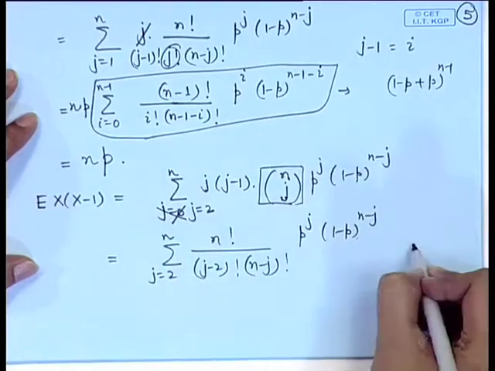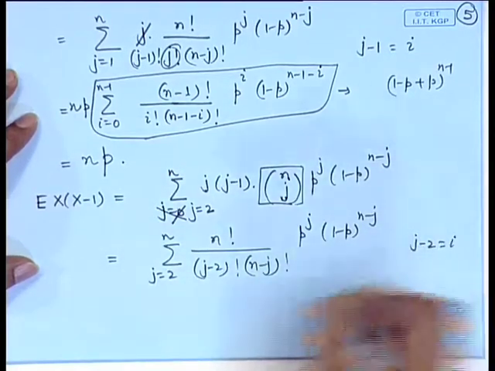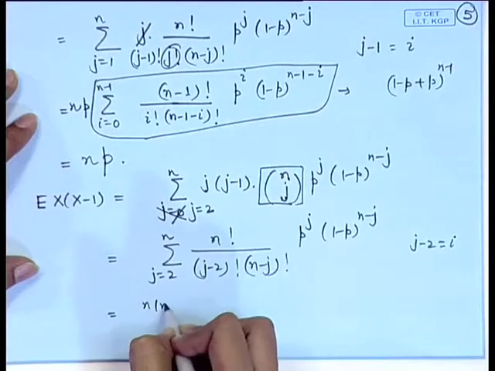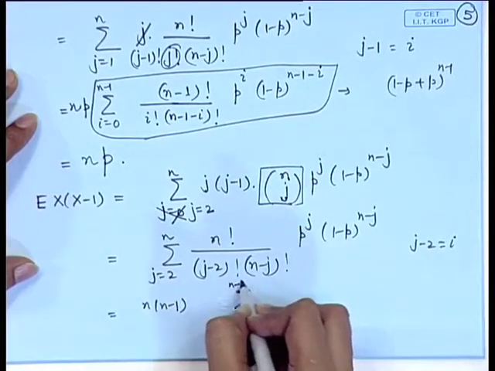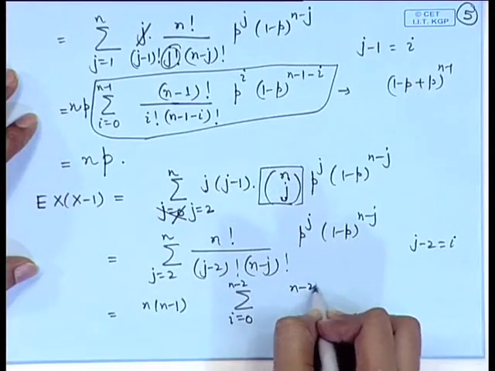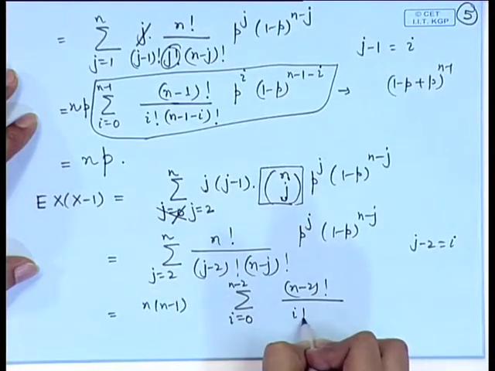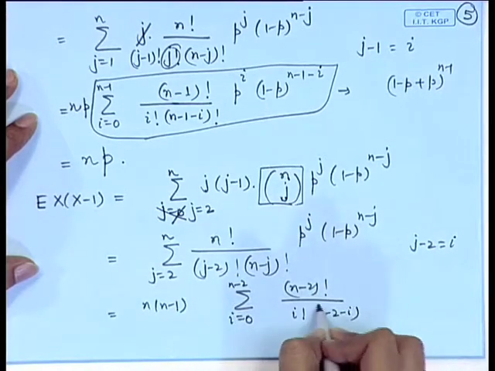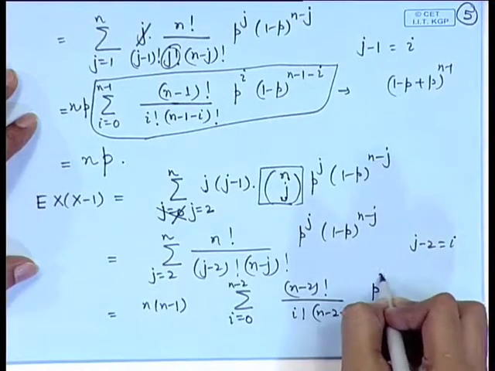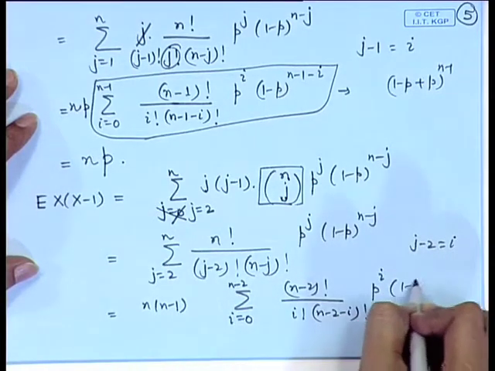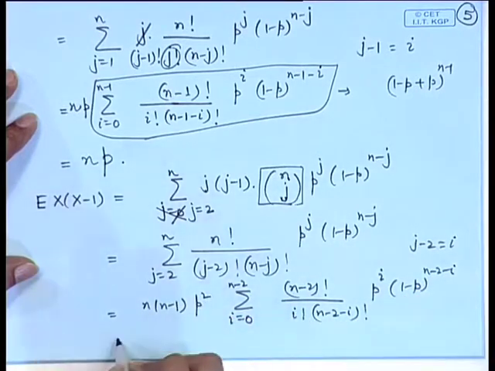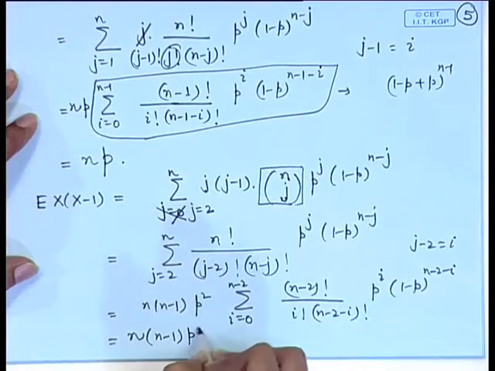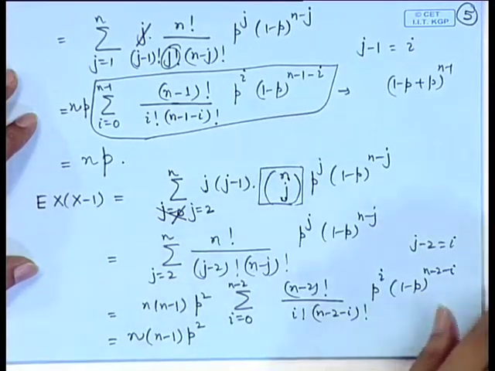So, obviously, we can substitute j minus 2 is equal to i, and this gives us n into n minus 1 sigma i is equal to 0 to n minus 2, (n minus 2) factorial divided by i factorial (n minus 2 minus i) factorial, p to the power i, (1 minus p) to the power n minus 2 minus i. So, p square term has come out.